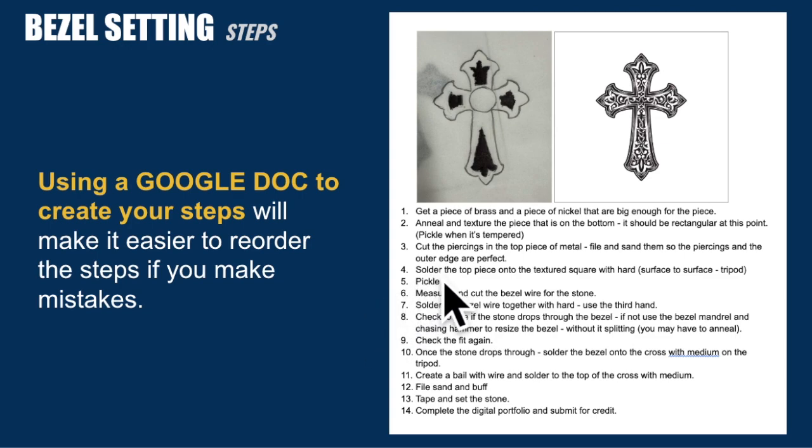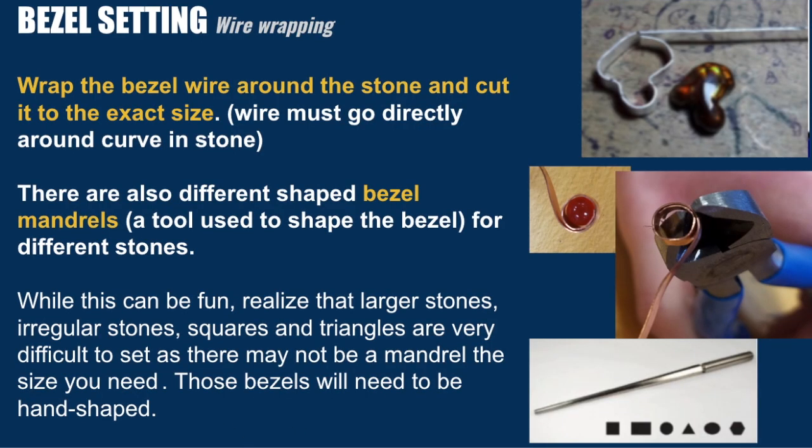Just so you are aware, you might be able to complete different steps while one step is in the pickle. Be creative so you can keep working and finish on time. The steps for the bezel setting can be varied depending on what you are planning to do, but generally you would start by wrapping the wire around the stone you are planning on using. We are going to start with very simple shapes, but you can see there are unusual shapes that may have to be shaped by hand eventually.